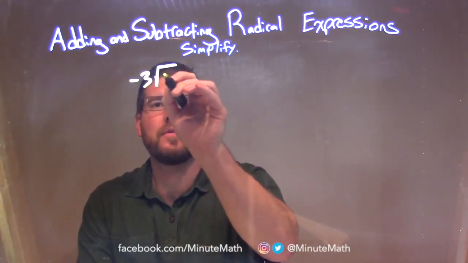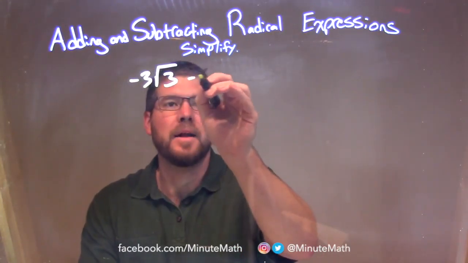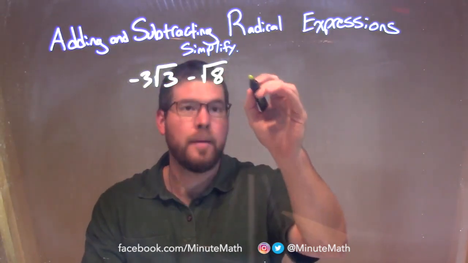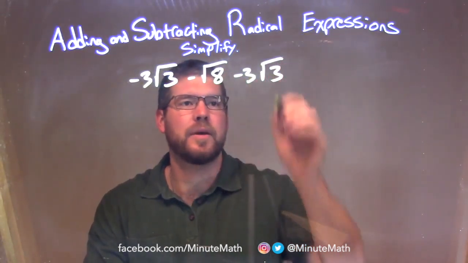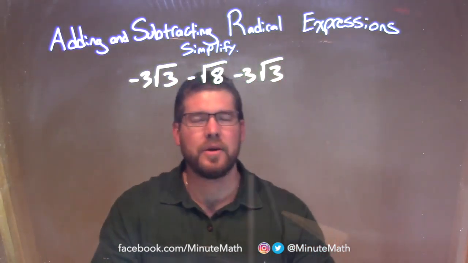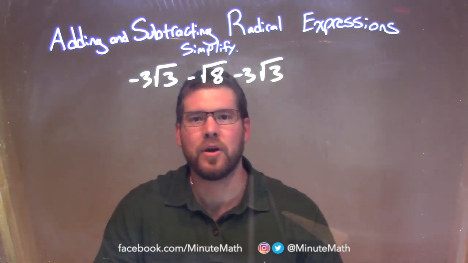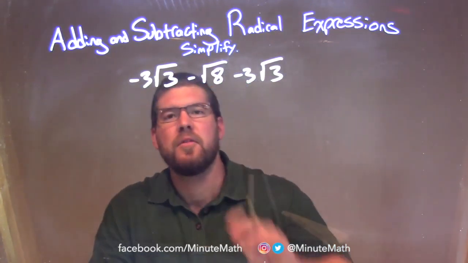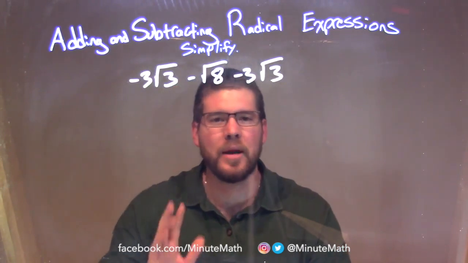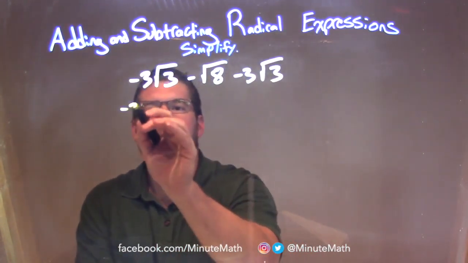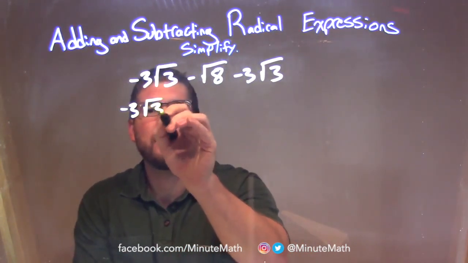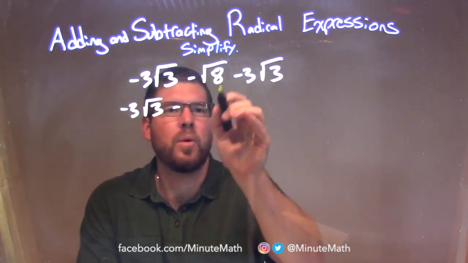Negative 3 times the square root of 3 minus the square root of 8 minus 3 times the square root of 3. But what I'm going to try to do here is break down each one of my square roots as much as possible. The square root of 3 I can't break down anymore, but I know the 8 I can. So let's rewrite this. Negative 3 square root of 3. And then minus the square root of 8.